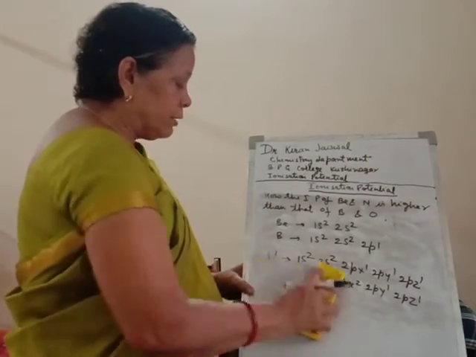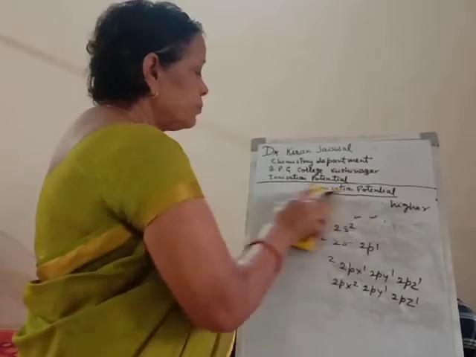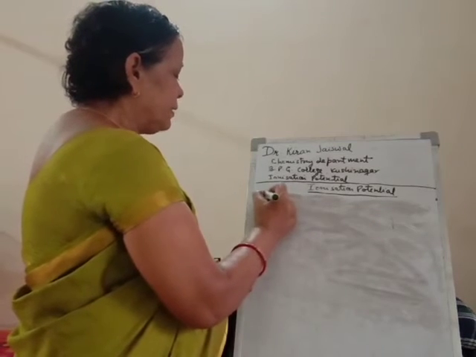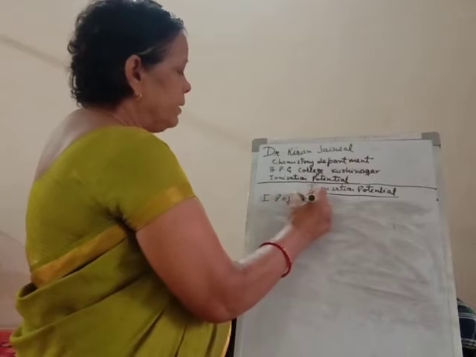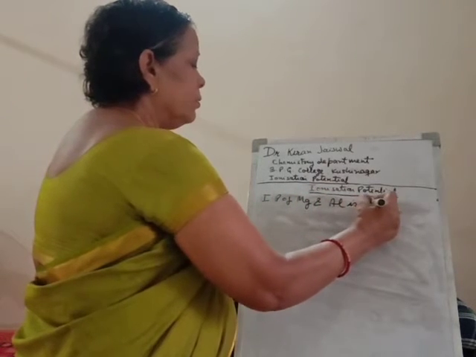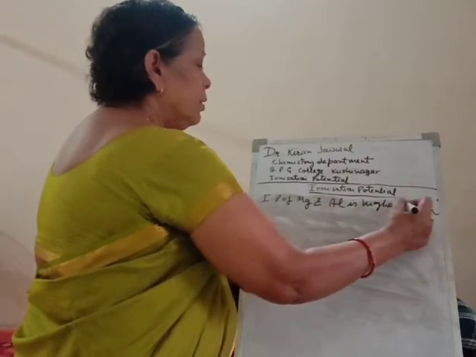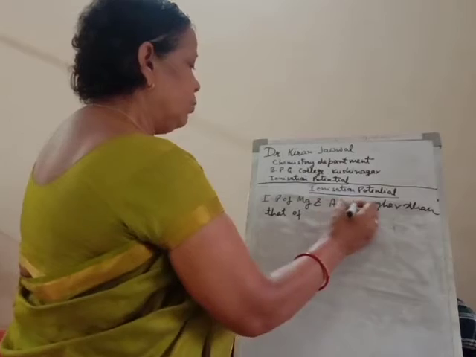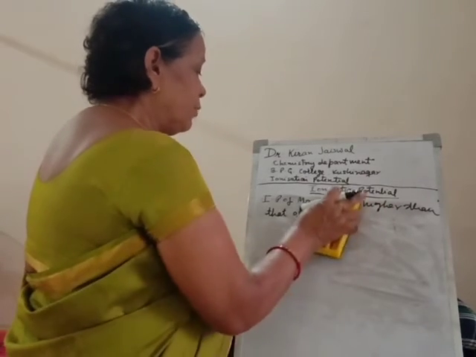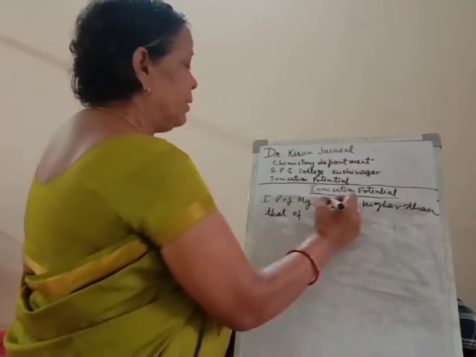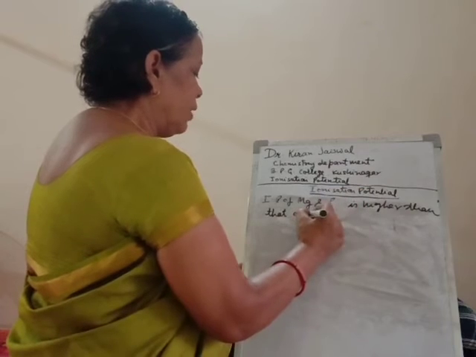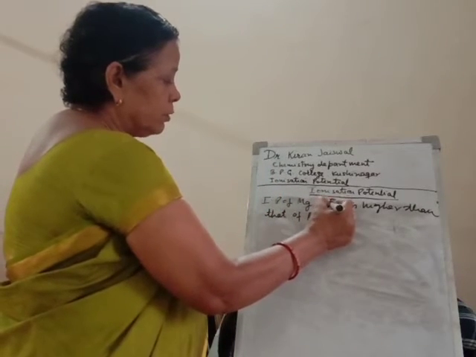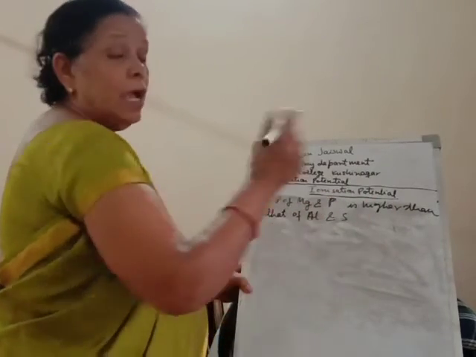Another example is that the ionization potential of magnesium and phosphorus is higher than that of aluminum and sulfur.